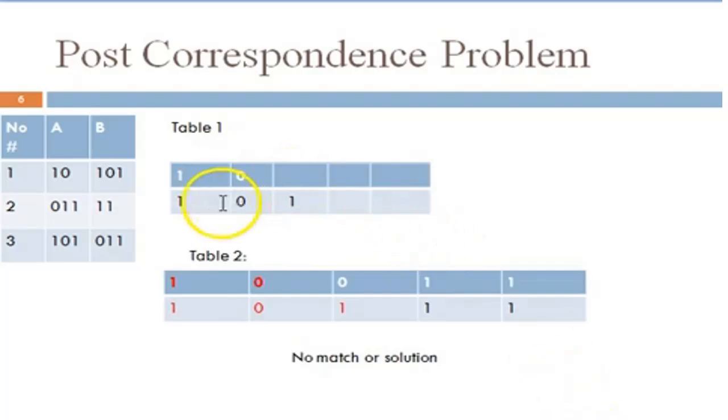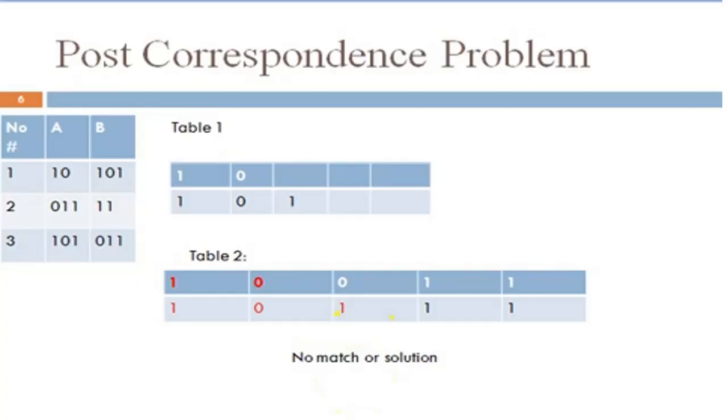Let's say that we consider tile 1 at the beginning, and when we consider that, we find 1 which is unmatched at the bottom. We consider tile 2 for the second position. In this case, if we look at the third position of the bottom and top sequence, we find that there is a mismatch. The 0 which occurs at the third position on the top does not match with the element 1 which occurs in the bottom sequence. So this also has no match or solution.